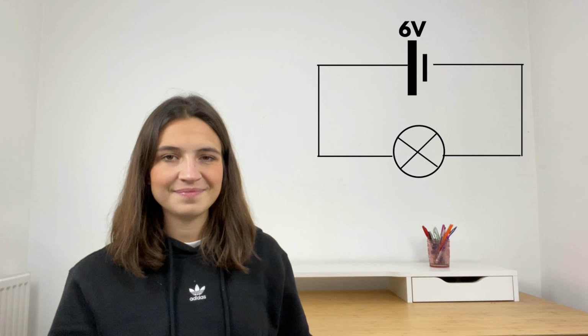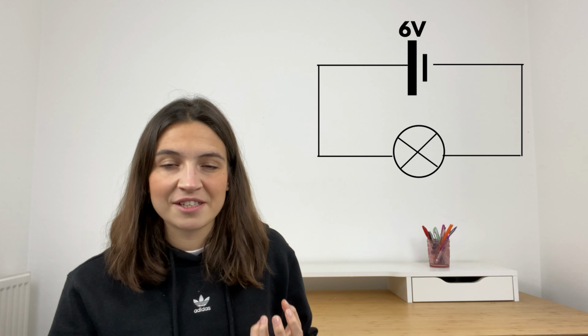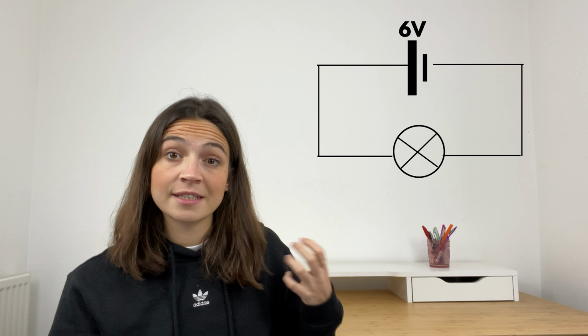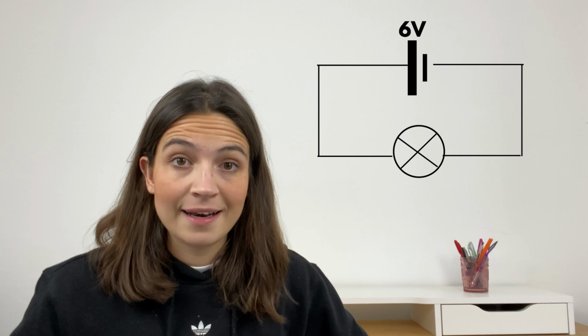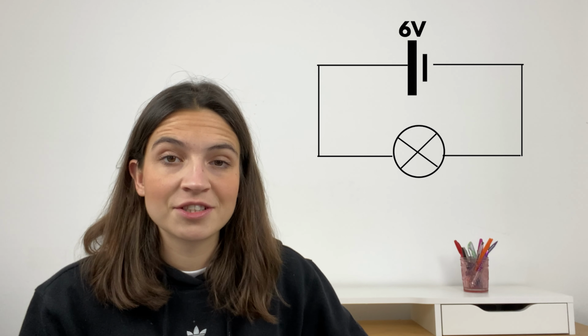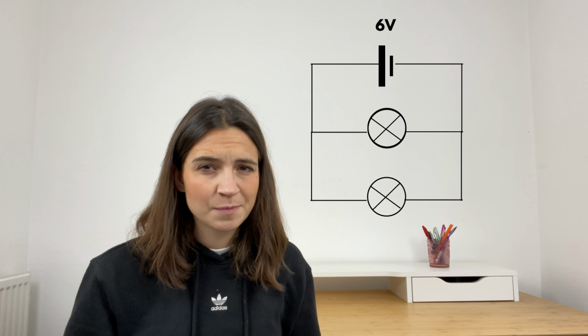Here is a series circuit. The supply voltage is 6 volts, which means that this bulb here receives 6 volts. Okay, let's add another branch to our circuit. How much does each bulb get now?